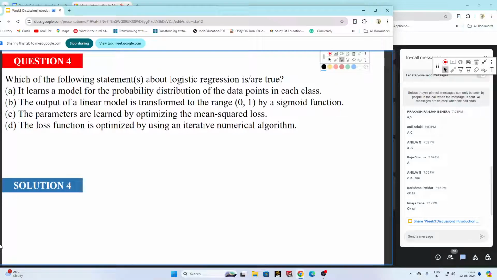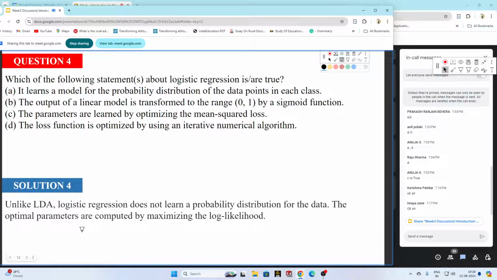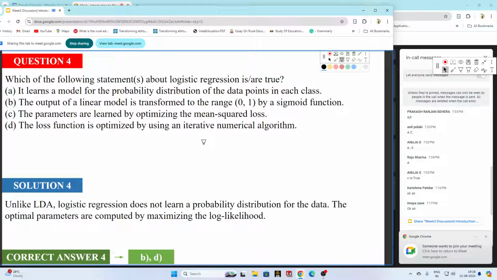Which of the following statements about logistic regression is/are true? A: It learns a model for the probability distribution of the data points in each class. B: The output of a linear model is transformed to the range 0 to 1 by a sigmoid function. C: The parameters are learned by optimizing the mean squared loss. D: The loss function is optimized by using an iterative numerical algorithm.